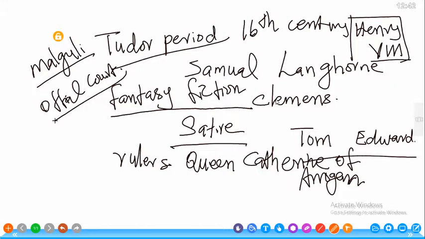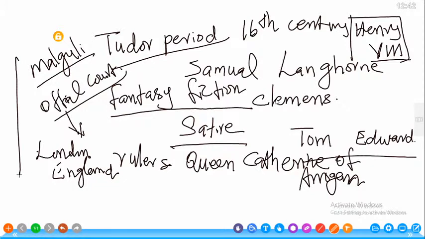He is from the Pauper family. Two places are mentioned here. One is London, another one is England. England is related with Edward, and London is related with Tom, who has come from the Offal Court. So some writers take a place and always stick to the place and start writing the novel.